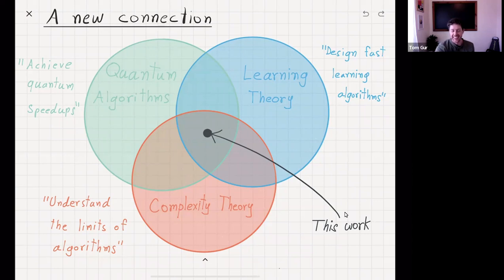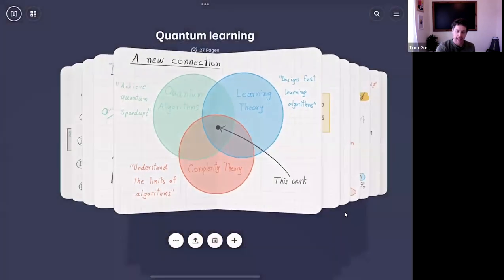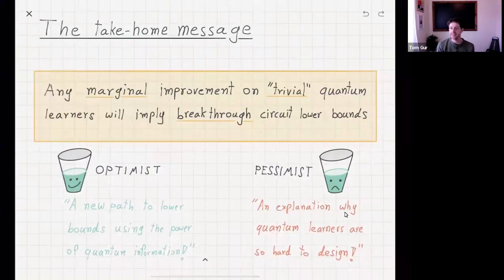tri-directional connection here. Let me jump to the main points. That's the take-home message, my most important slide. Essentially what we prove is this: take the trivial quantum algorithms, which achieve essentially what classical algorithms can achieve. I'll define trivial soon in a more coherent way. If we make any tiny improvement on these trivial learners, then this would imply breakthrough results in complexity theory, which would imply really interesting circuit lower bounds that we have been trying to obtain for a very long time.